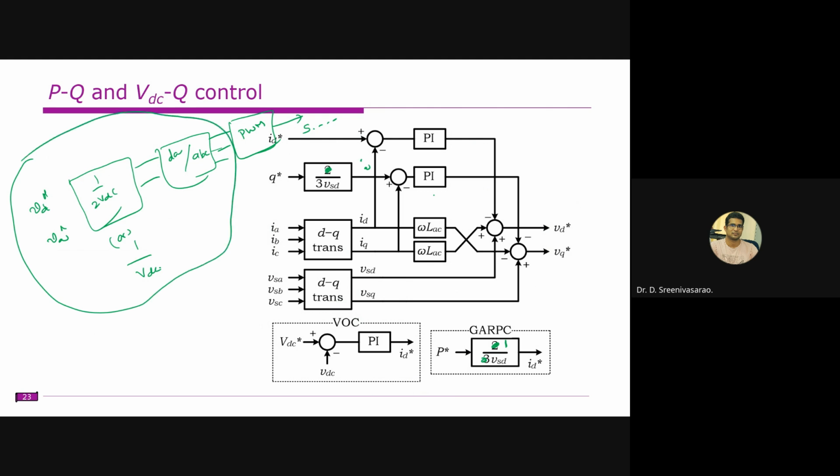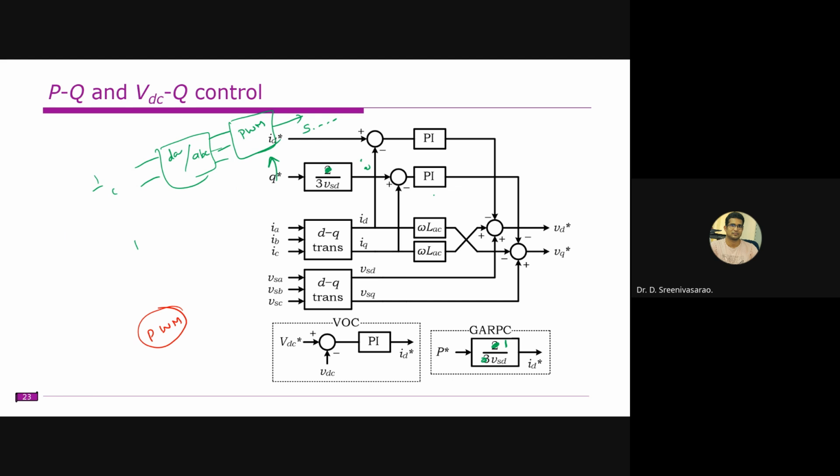The only thing that changes is the PWM block when you have a multi-level inverter. The rest of the things are the same; no need to change anything. Depending on what kind of inverter you are using, like a diode clamp inverter, a cascaded H-bridge inverter or a T-type inverter, your PWM technique will change.